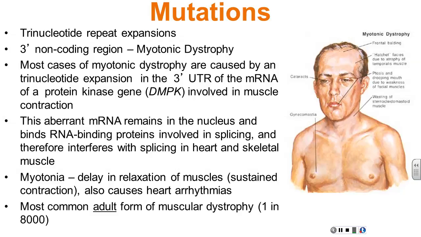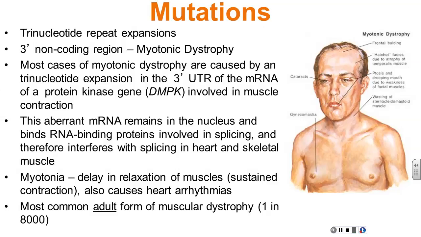And so at the molecular level, what's going on is this aberrant mRNA remains in the nucleus, and it binds RNA binding proteins involved in splicing. This is an mRNA that's supposed to be spliced, but it doesn't get transported out of the nucleus. It remains in the nucleus, and it binds up those proteins that are supposed to be involved in splicing, including splicing other genes as well in these muscle cells, and then causes them to be defective.